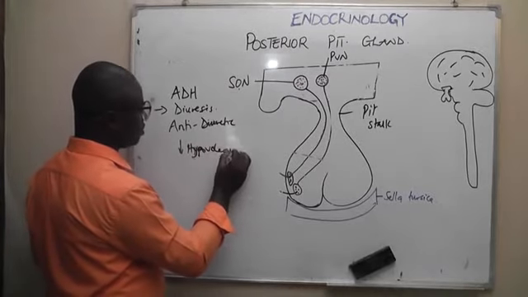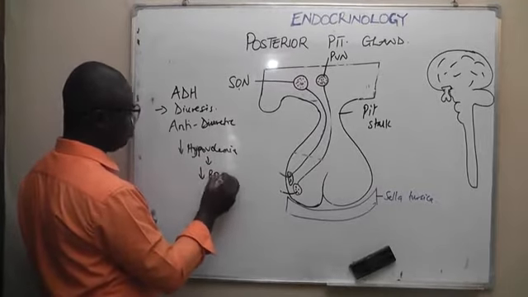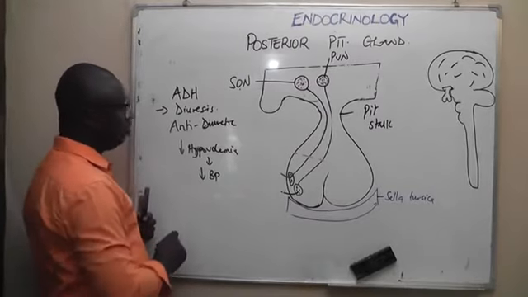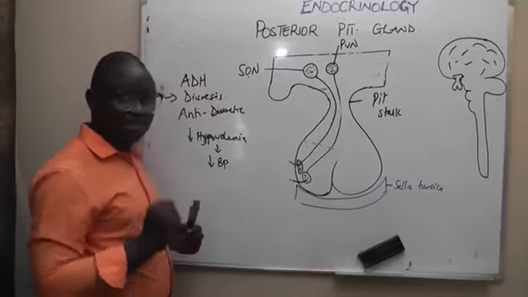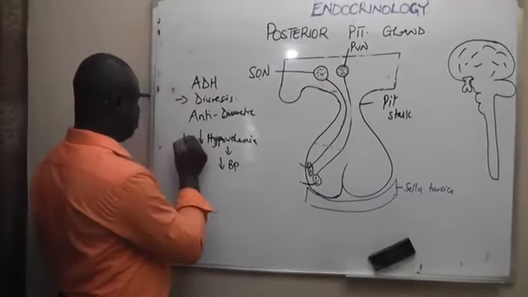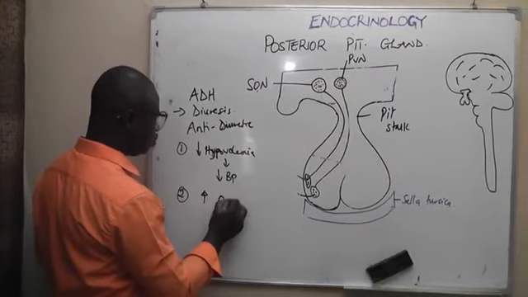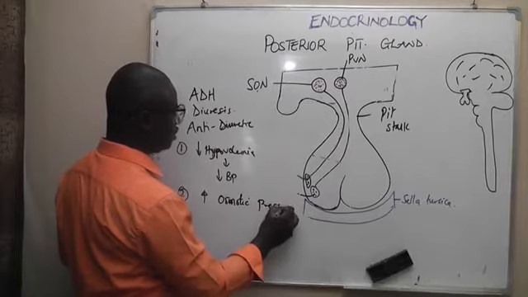Hypovolemia. Now, hypovolemia can actually lead to low blood pressure. So that means either hypovolemia or low blood pressure can stimulate the release of ADH. Now that is number one stimulus. Number two is when there is increased osmotic pressure.